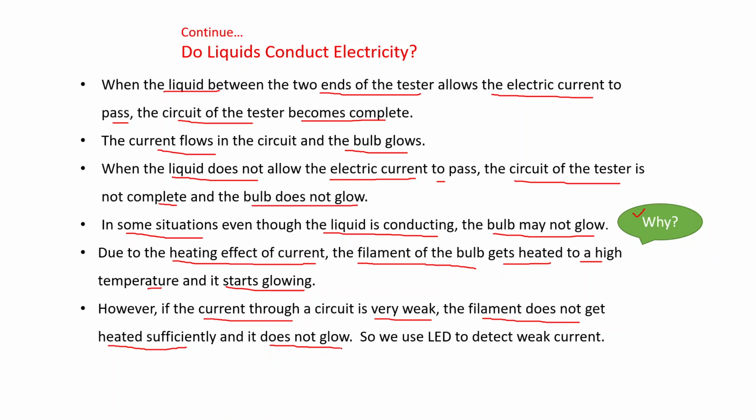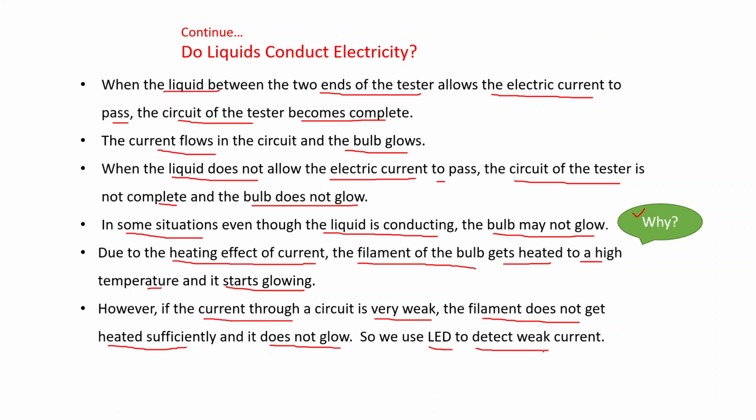So we can say whatever the material we are using gives a very weak current. That's why sufficient heat is not available and the filament of that bulb will not be heated and it will not glow. So in such cases, we use an LED to detect weak current.